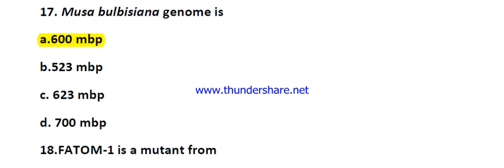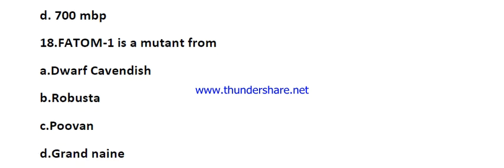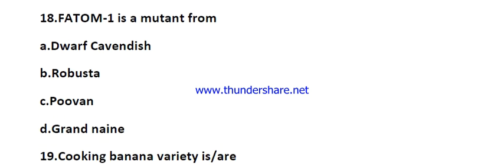And then question number 18. FHIA-1 is a mutant from. The options are Dwarf Cavendish, Robusta, Poovan and Grand Nine. Mutant from Grand Nine. Option D is right.